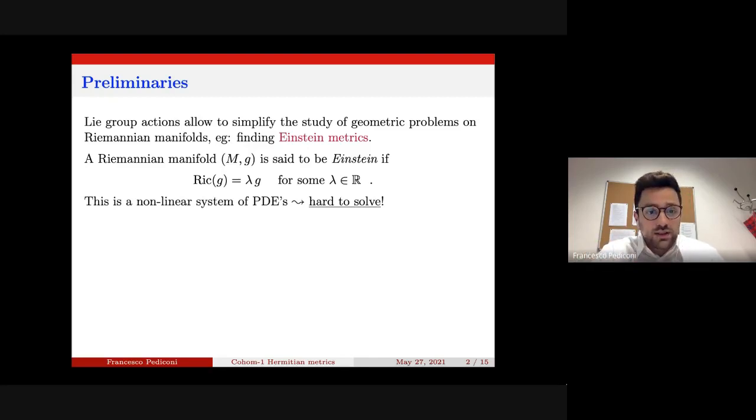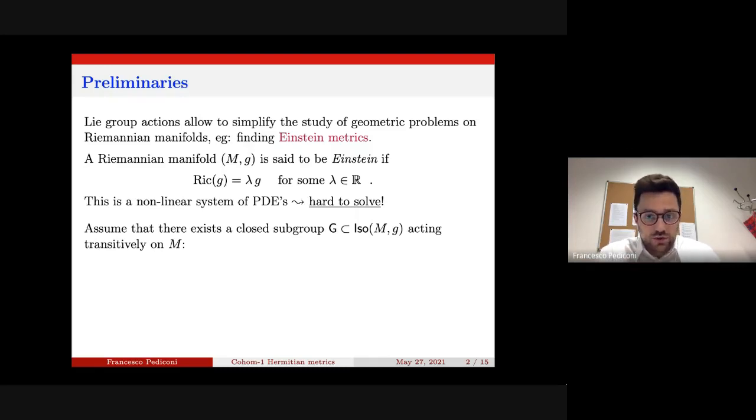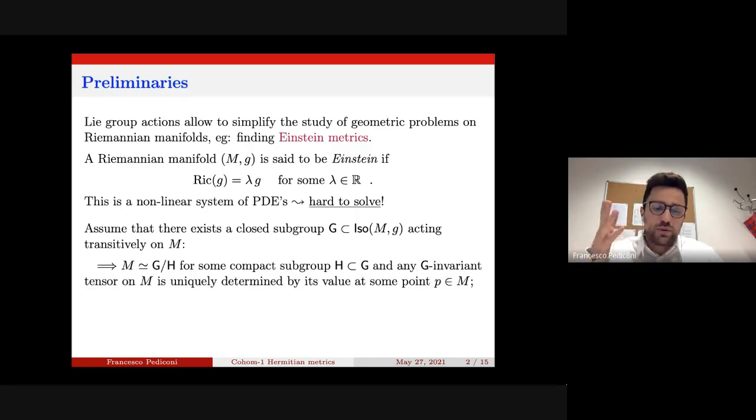In general, this is a nonlinear system of PDEs, so it is really hard to handle. But you can use Lie group methods in order to simplify the study of this problem. If you assume the existence of a closed subgroup of isometries of the manifold that acts transitively on the manifold itself, then you can present your manifold as a quotient G over H, where H is some compact subgroup of G.